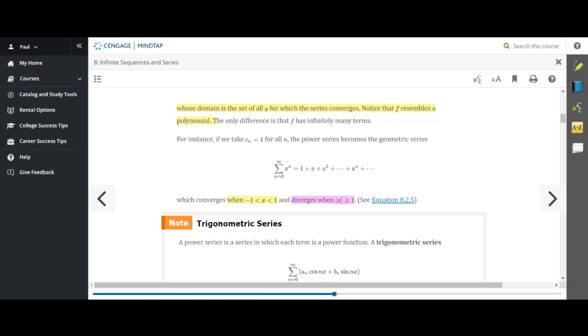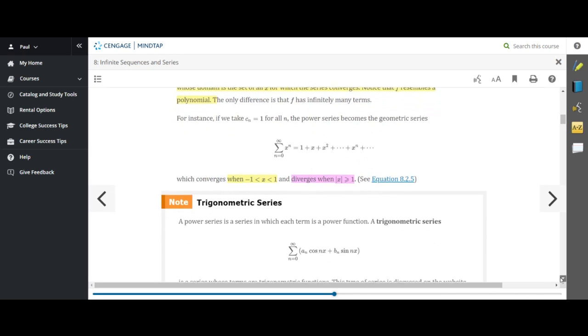They're referring, let me see, what are they referring to? Hold on. Yeah, they're referring actually to example 5. This relates to example 5 in section 8.2, and there's equation 8.2.5 there. But this is an easy example of a power series, and it turns out it's a geometric series.